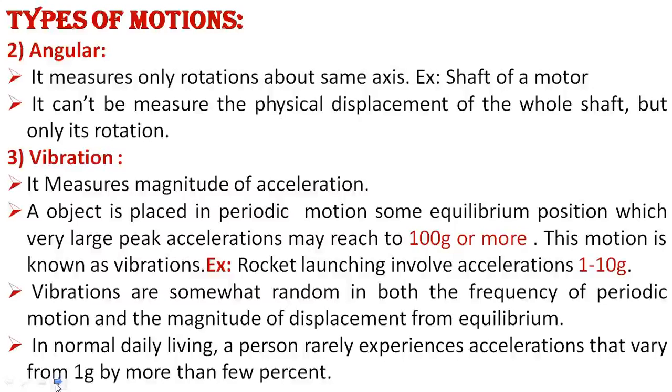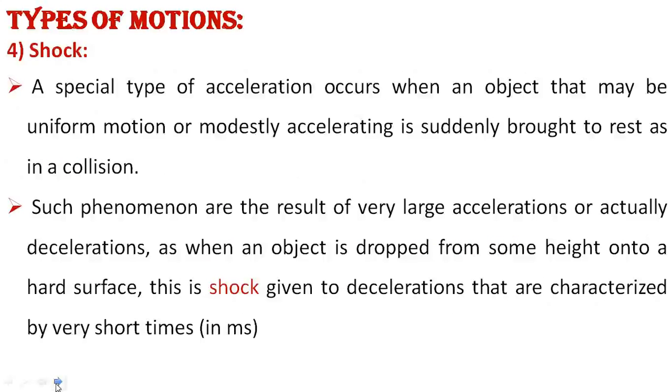In normal daily living, a person rarely experiences acceleration that varies from 1g by more than a few percent. Next one is the shock. A special type of acceleration occurs when an object that may be in uniform motion or modestly accelerating is suddenly brought to rest, as in a collision.